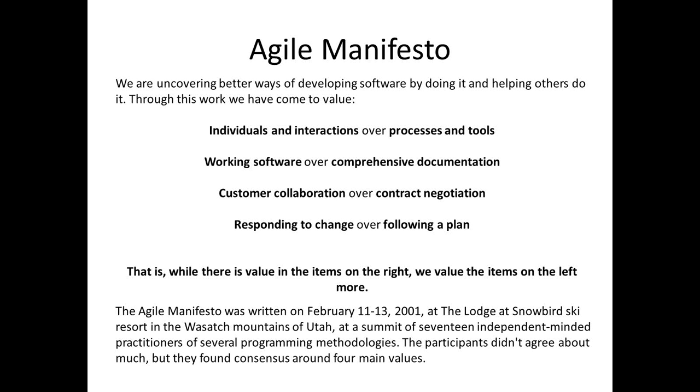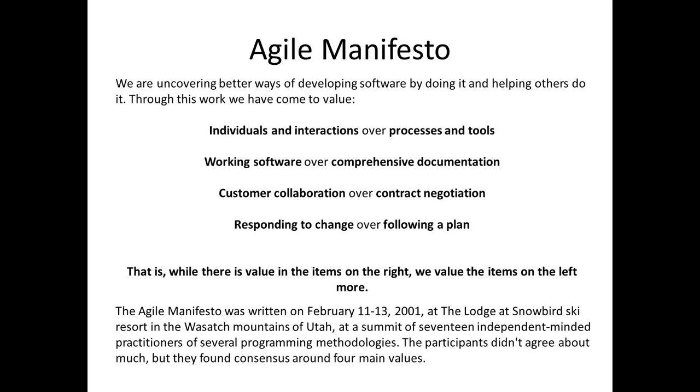And one good thing is they did not agree about much. It doesn't mean that everybody was agreeing on all the points, but they found consensus on 4 main values, and they have listed them down. If you look at what they are saying, they say that processes and tools are important, comprehensive documentation is important, contract negotiation is important, following a plan is also important. So all these 4 were the things which were always in focus earlier. What they have added here is that they also find more value in individuals and interactions over processes and tools, working software over comprehensive documentation, customer collaboration over contract negotiation, responding to change over following a plan.